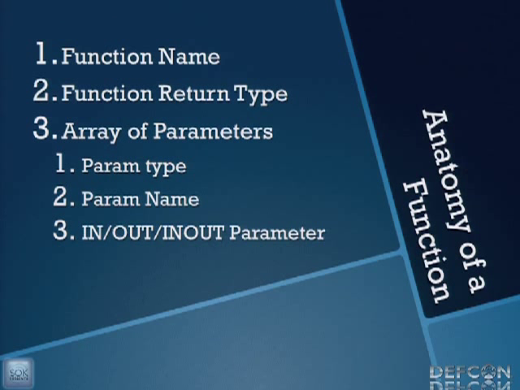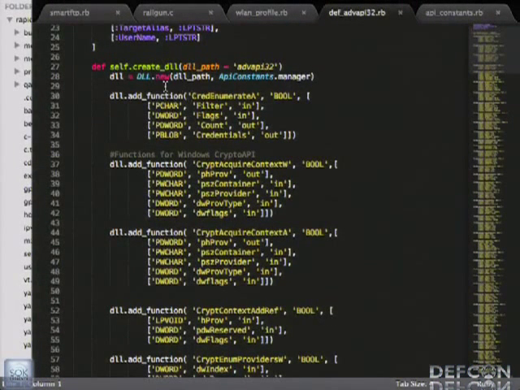So the basic anatomy of the function definition is that we have a function name, what type of function it is, basically what type of return value it has, and then we just pass in an array of parameters. So this is the name of the function. Then we have our type. So this is a Boolean. It returns true, false. And then here's our array of our parameters.